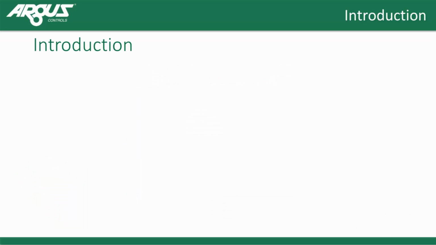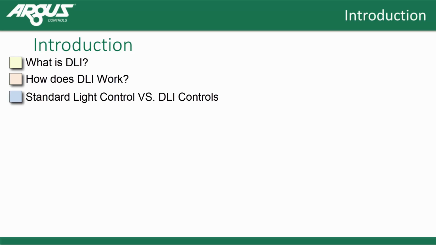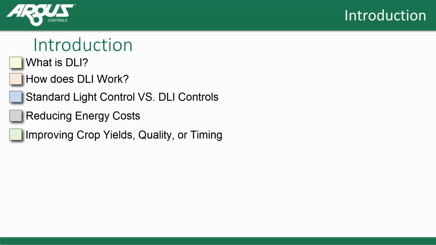Topics covered include: what is DLI? How does DLI work? Standard lighting control versus DLI controls. Reducing energy costs. Improving crop yields, quality, or timing. Summary, and a short quiz.